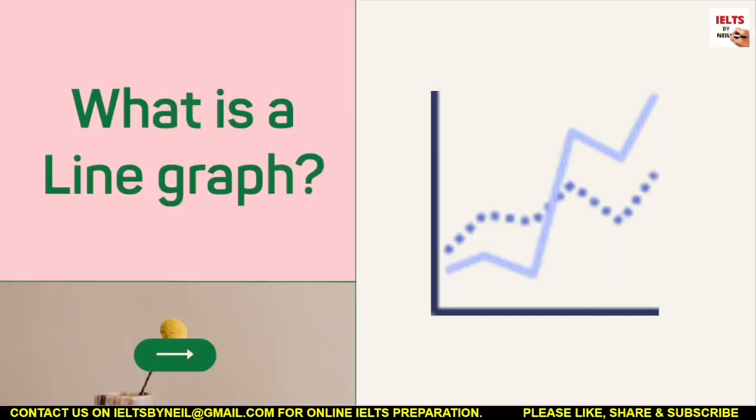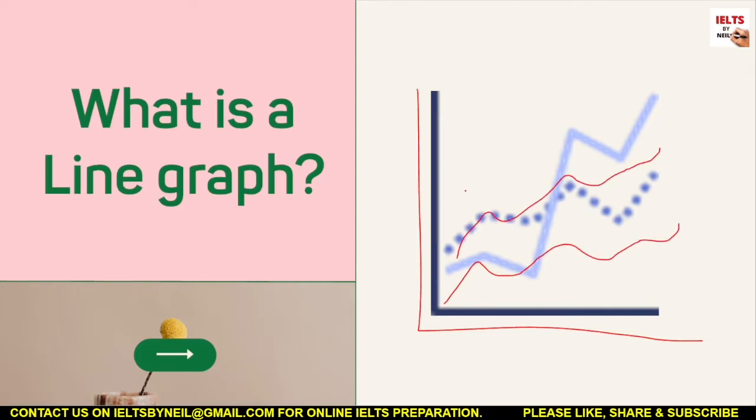First of all, let's start with what is a line graph. So as you can see, this is a basic graph, right? Normally, when the data is given in the form of lines like this, maybe going up and down like that, this is called a line graph. Or there's another thing that is called a bar graph.